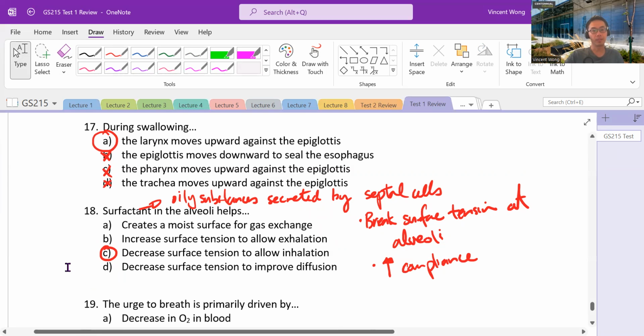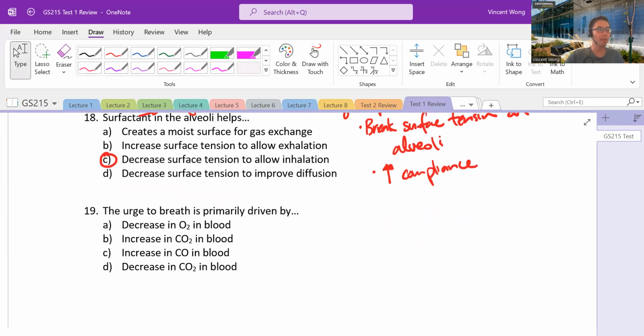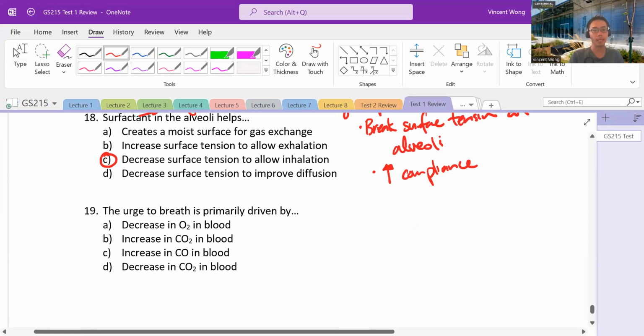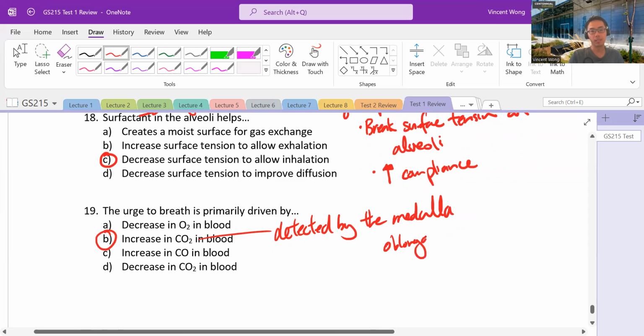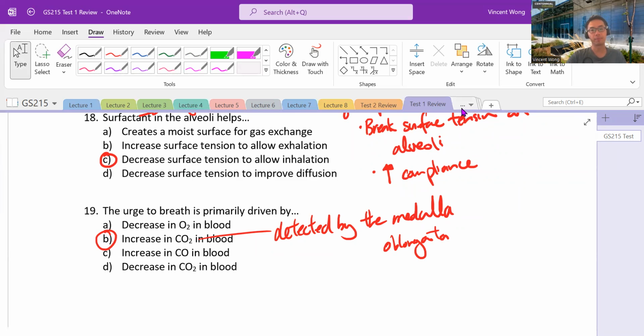The urge to breathe is primarily driven by, I hope you know by now, the increase of carbon dioxide in the blood. This will be detected by the medulla oblongata, which is part of the brainstem, right? You have a respiratory center there that detects the amount of carbon dioxide in your blood.